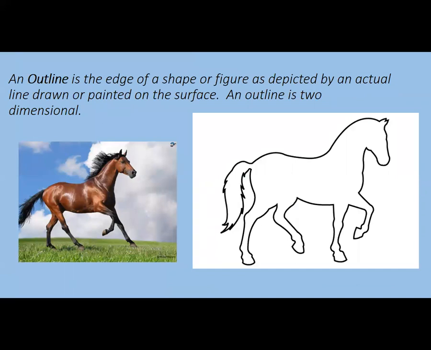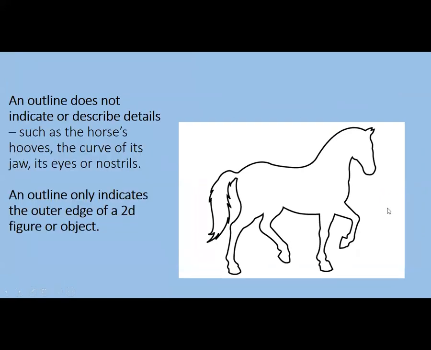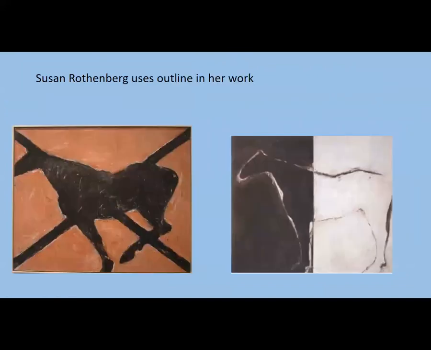The first kind of line we'll talk about is an outline. An outline goes around the edge of a shape or figure. So it's a line that's drawn around it. It doesn't go within it, it's drawn around it. And so it creates a shape, which is two-dimensional. An outline does not indicate or describe details. It doesn't describe the jaw of the horse, or the eyes of the horse, or the hairs in the tail. It only indicates the outer edge of a two-dimensional figure or object.